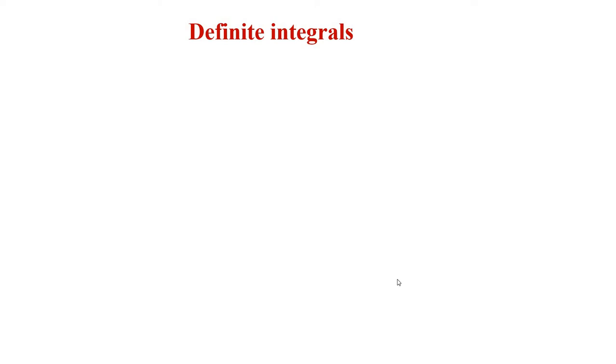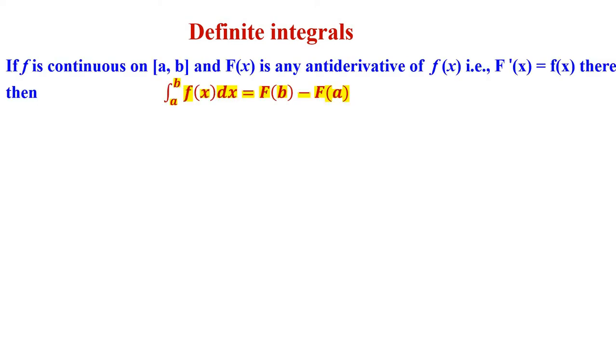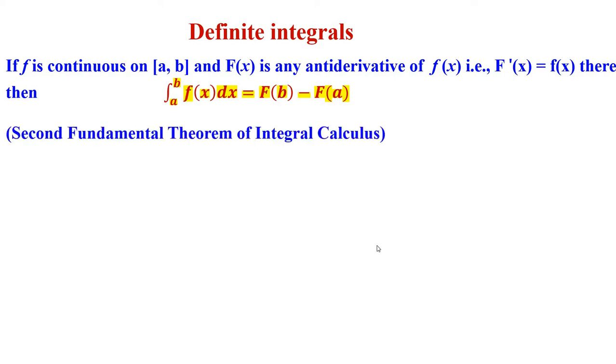Now in this video we will see what a definite integral is and see a few properties of definite integrals. Now if f is continuous in the closed interval [a, b] and capital F of x is any antiderivative of small f of x, that is F dash of x is equal to f of x, then integral a to b f of x dx is equal to capital F of b minus capital F of a. Now this is the second fundamental theorem of integral calculus.